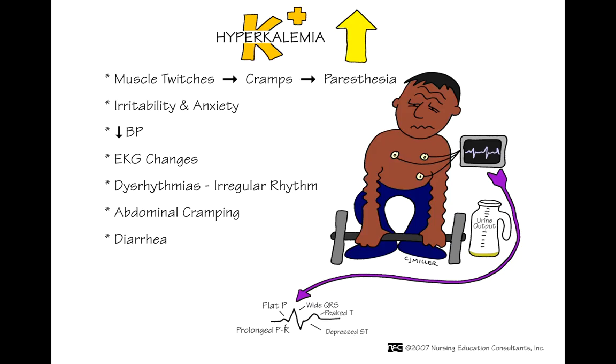Here is a great memory picture to discuss hyperkalemia. Muscle twitches, cramps, paresthesia, that tingling sensation, irritability and anxiety, decreased blood pressure, EKG changes, dysrhythmias, abdominal cramping, and diarrhea. That's what we're going to see in our patient with hyperkalemia.